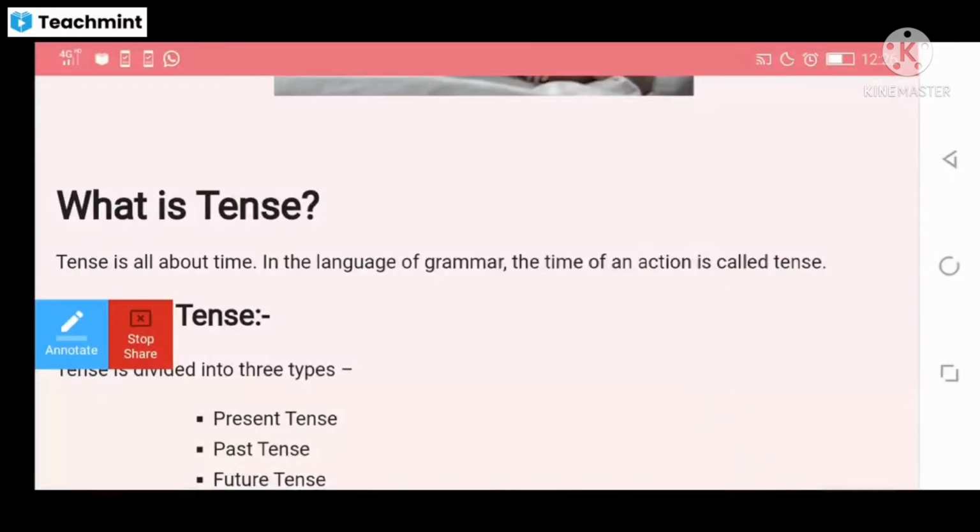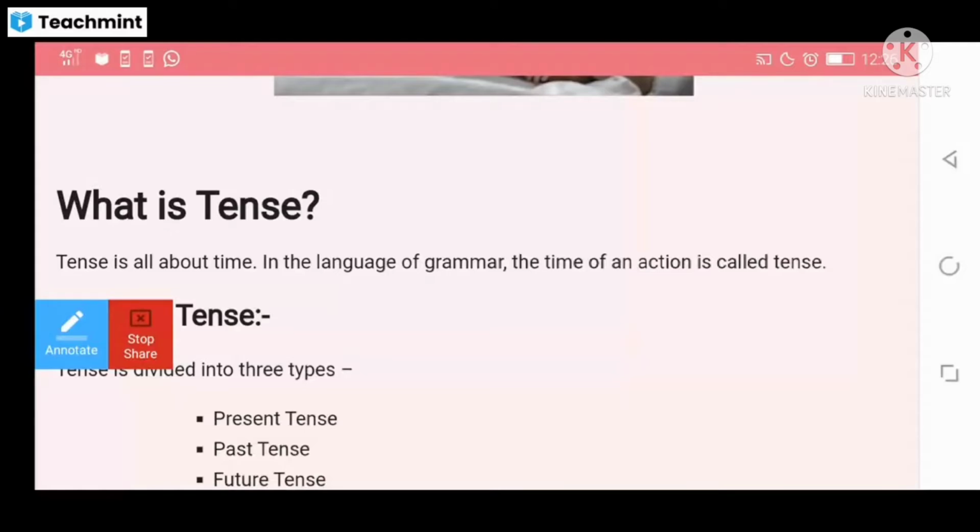Now let us look at the classes or the classification, that is types or kinds of tenses. Tense is divided into three broad categories. And these three broad categories are present tense, past tense, as well as future tense.